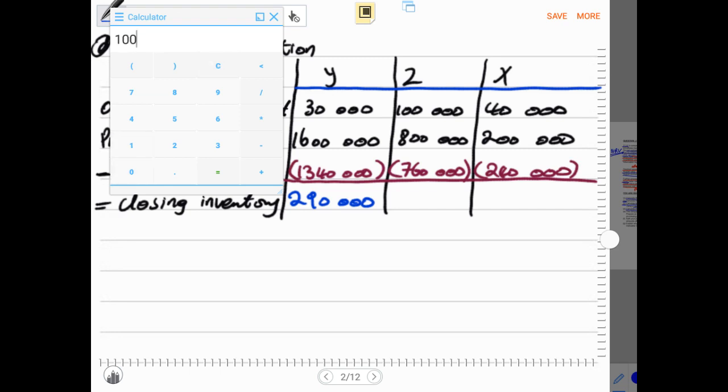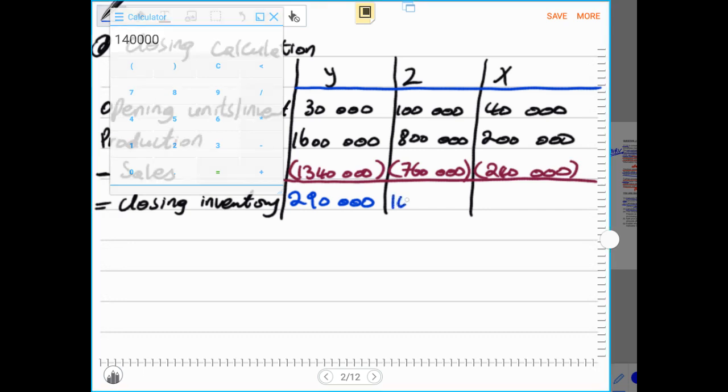Then after, we say 100,000 of product Z plus 800,000 minus 760,000, and this gives us 140,000 units that were left by the end of the period.